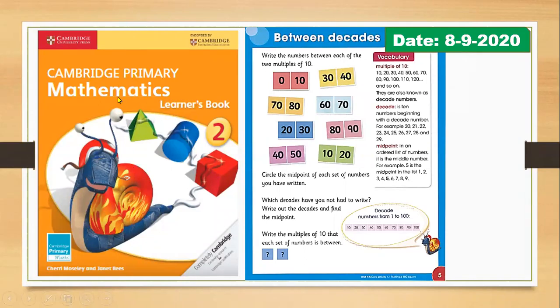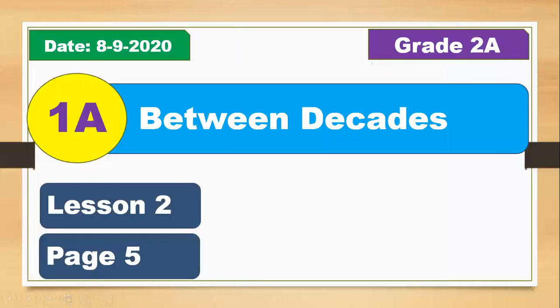You must have the math learner's book, and you have to open page number 5, between decades. Write the date in your books, 8, 9, 2020. Here is unit 1A, and today's topic is between decades. Lesson number 2, page 5.